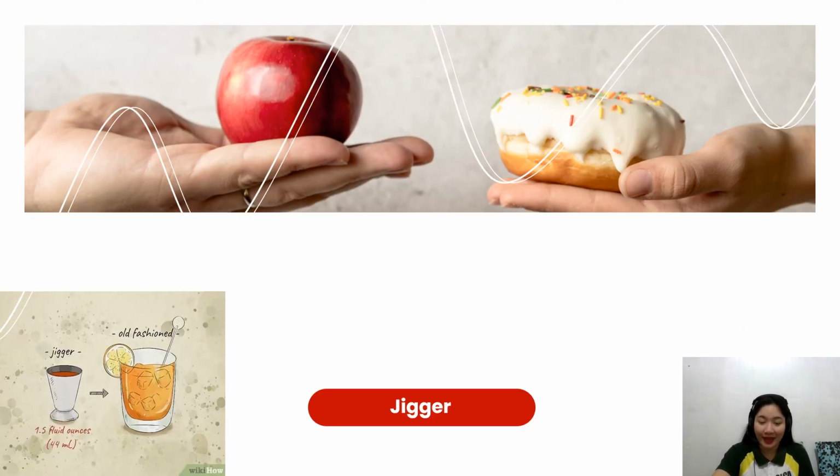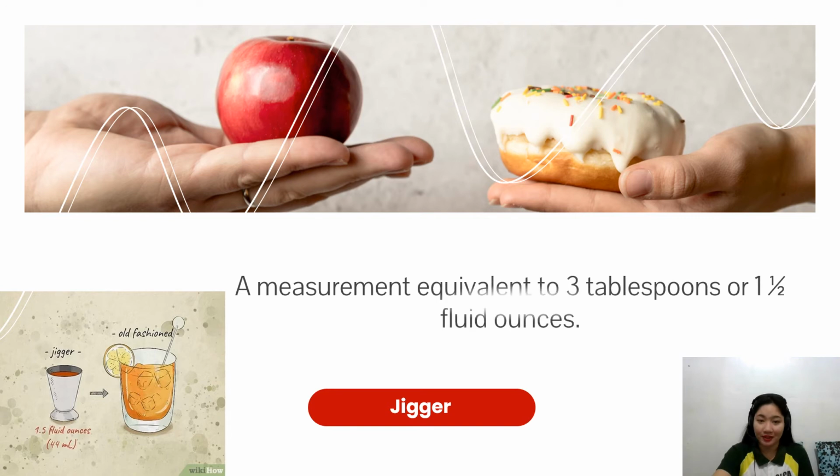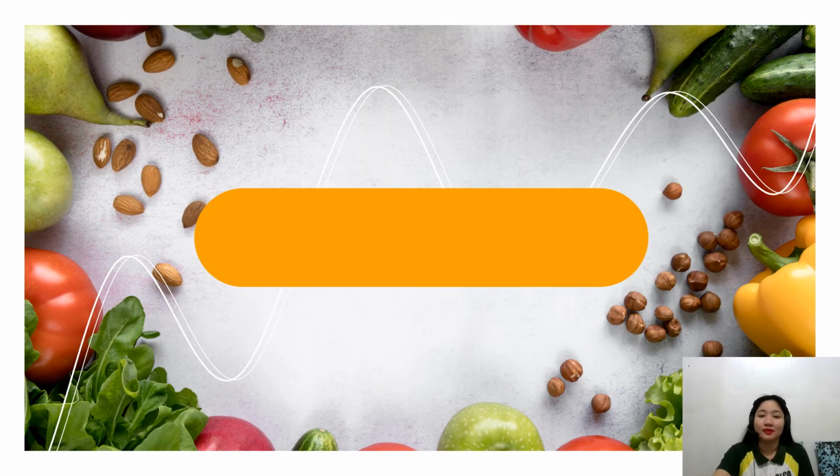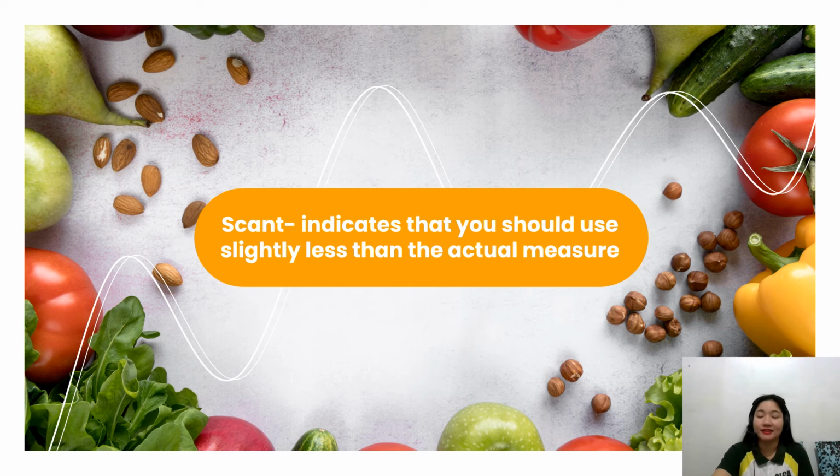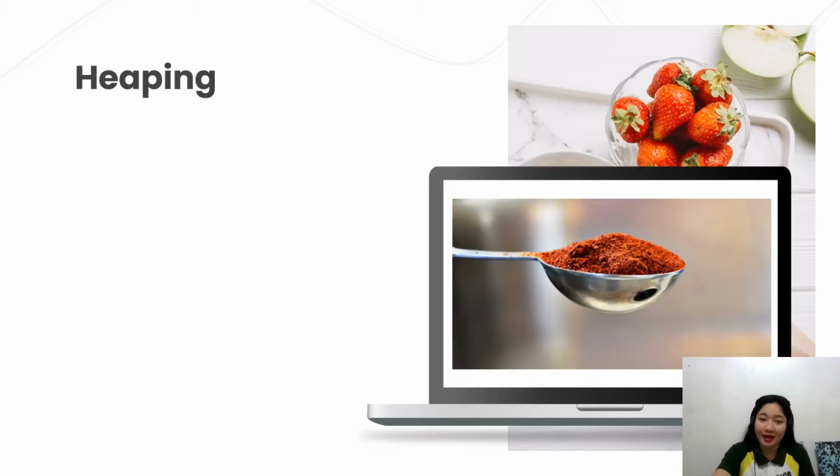We also have the jigger. The jigger is a measurement equivalent to 3 tablespoons or 1.5 fluid ounces. Then we have the scant. The scant indicates that you should use slightly less than the actual measure. And for the last one, we have heaping.